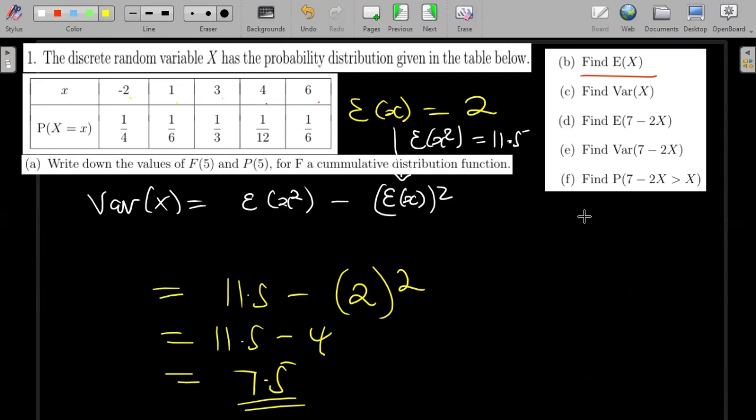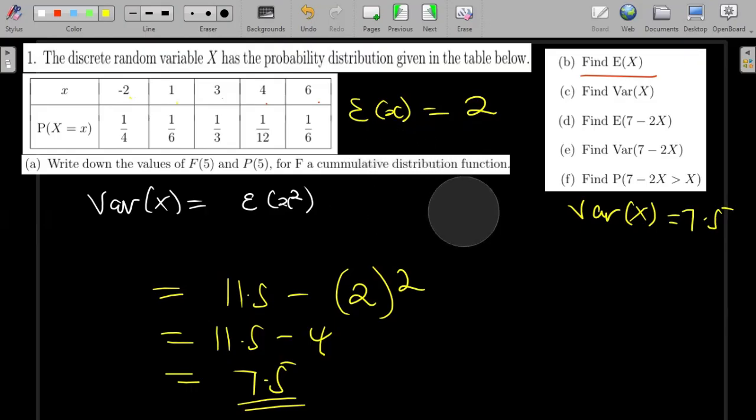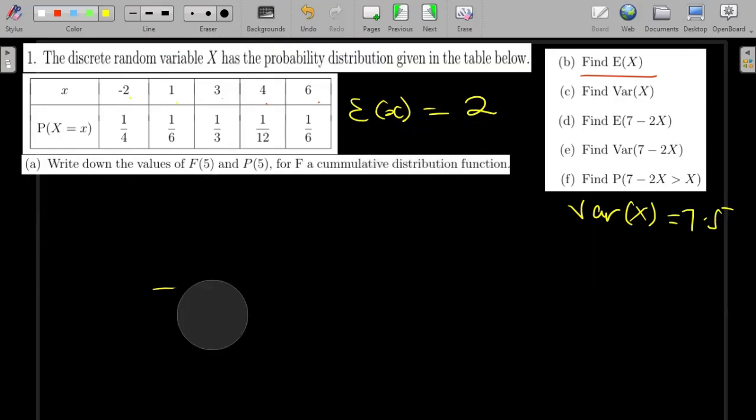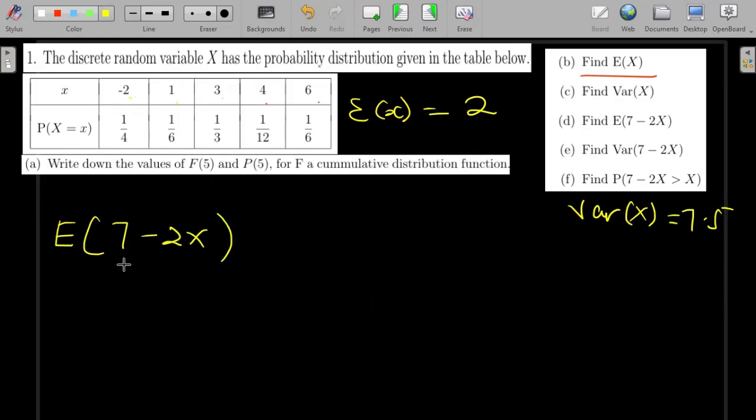Okay, so we can write it here. We say variance of x is actually equal to 7.5. Okay, because we need it in the other questions. All right, so now let's solve D. Okay, so D, we are finding the expected value of a linear equation. So they're saying expected value of 7 minus 2x. So how can we deal with this?